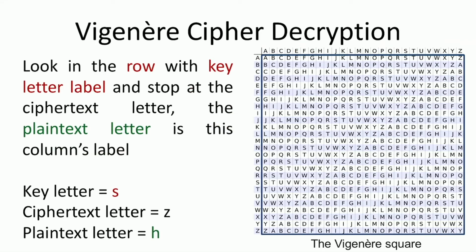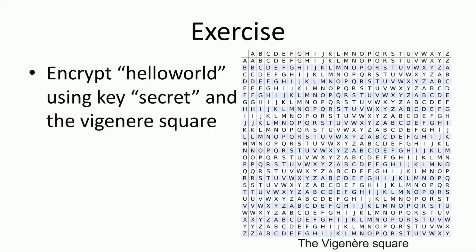For decryption, we will make use of the same Vigenère square. So now you will look in the row with the key letter label. So our key letter here is S. So we will look in the row labeled S. Then we will keep looking in this row until we find the ciphertext letter, which is Z. So we find Z over here. So our plaintext letter is the label of the column in which Z is located. Therefore, the plaintext letter is H. We will repeat this process for all the ciphertext letters.